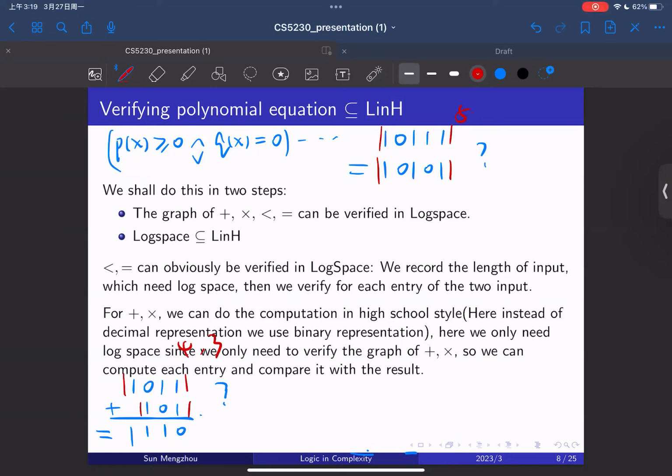And next, the point is we compute for each entry. We verify entry by entry whether the result is the same. So let's say here we first compute this one. So 1 plus 1 is 0. So this entry is correct. And next, we need additional space for the carry. So there's carry 1.